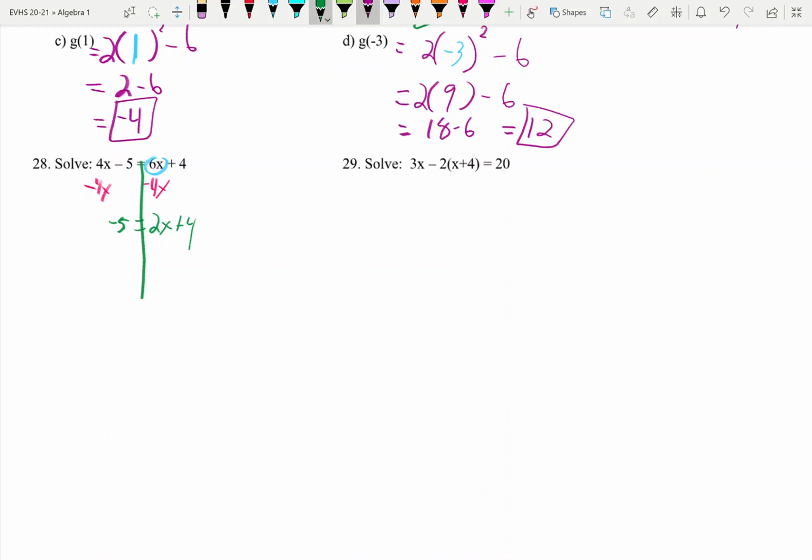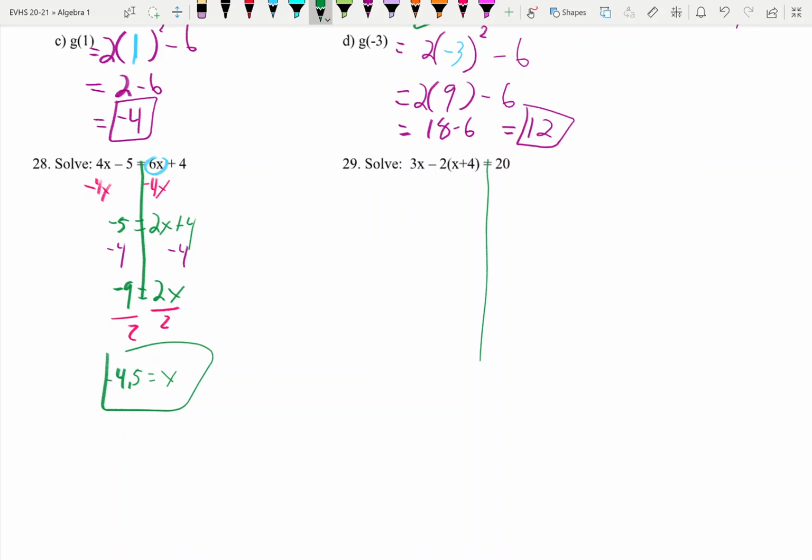Now we're going to subtract 4 on both sides. That's going to leave me with a 2x on the right. -5 minus 4 is -9. Now let's divide both sides by 2. And then -9 over 2, that is -4.5 is equal to x.